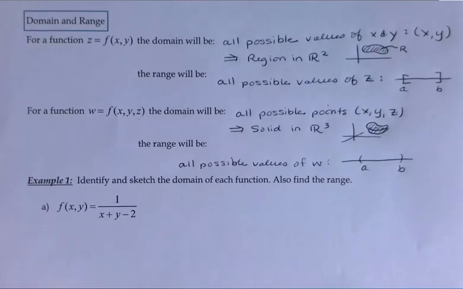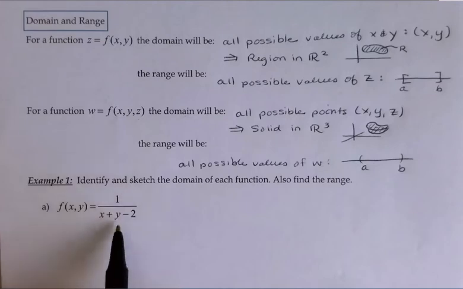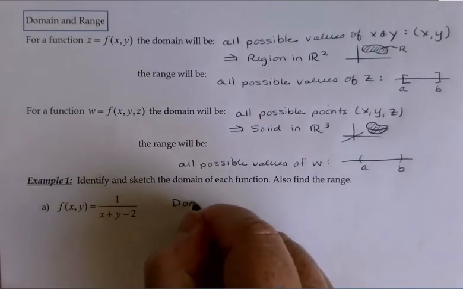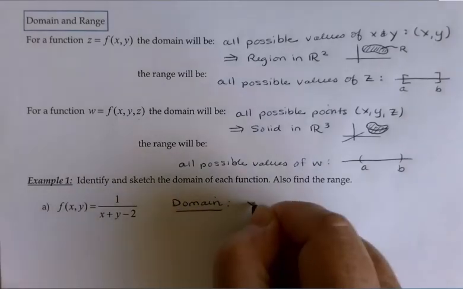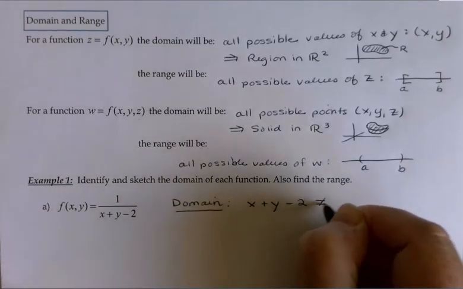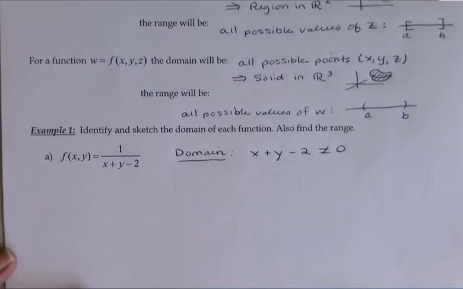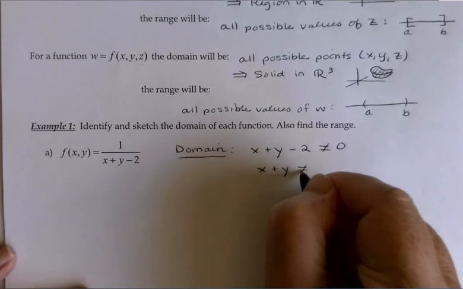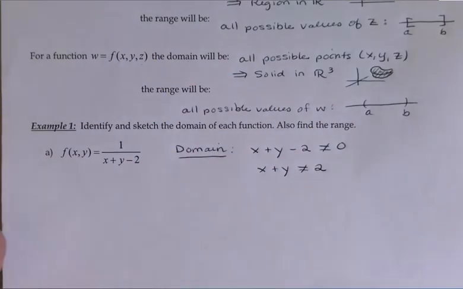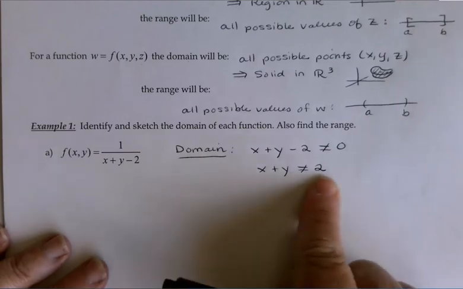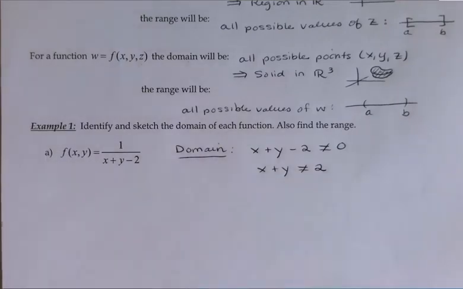All right, so for the next couple of problems, we're just going to go ahead and identify the domain and then try to sketch it, and then see what we can figure out on the range as well. So for part A, f of x and y is equal to 1 over x plus y minus 2. Now, just like any other function, we know that anytime we have a fraction, the denominator can't be 0. So as far as my domain, x plus y minus 2 is not equal to 0. So x plus y is not equal to 2. Any other points, except the points specifically on this line, x plus y equal 2, are perfectly okay.